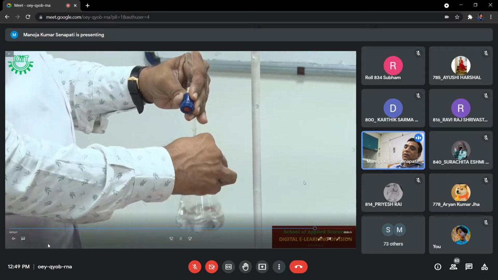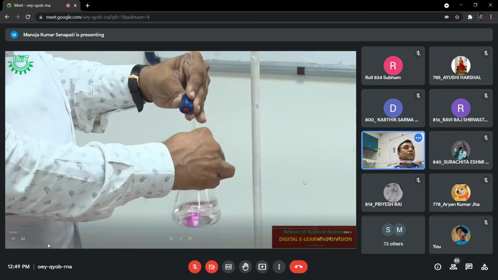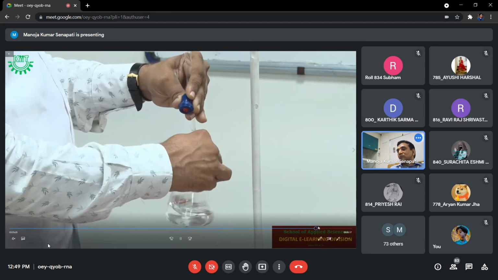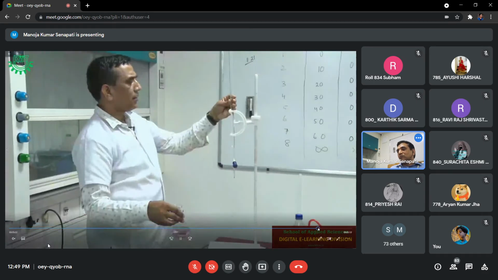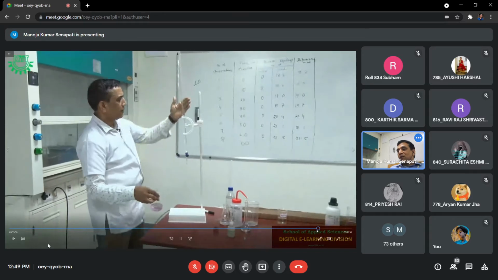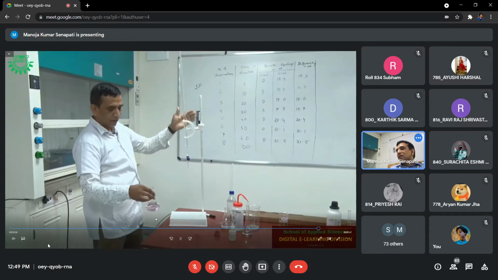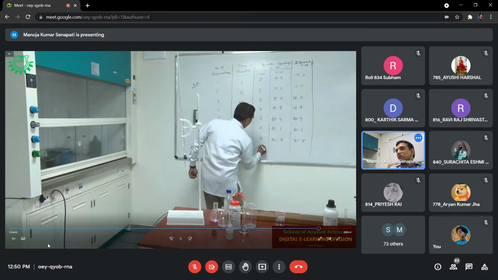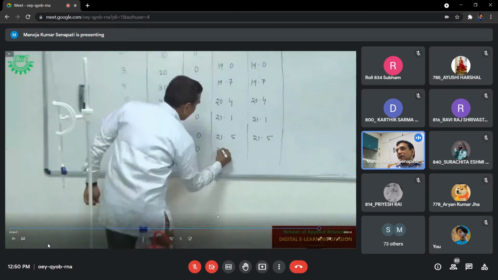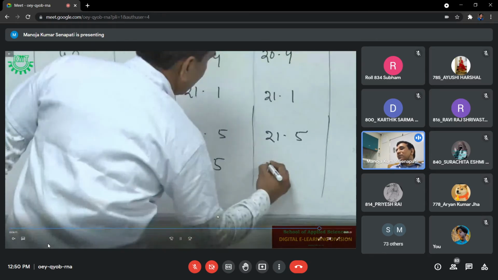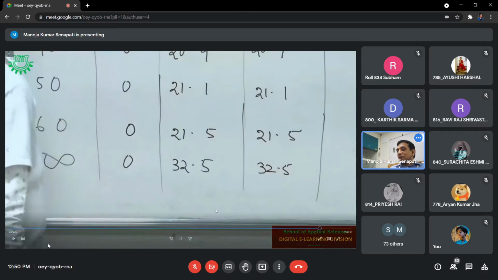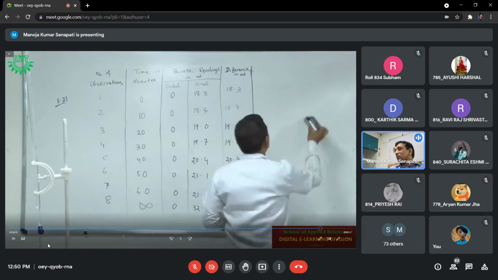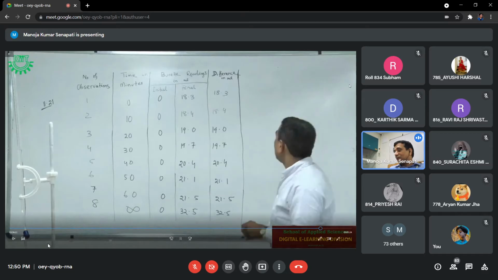Now you can see the pink color is appearing. And you are getting the color change at, note down, what is the final burette reading. You have started from 0. Final one is 32.5 and the difference you are getting is 32.5. So this is your original observation table. From this observation table, your second observation table will be derived.